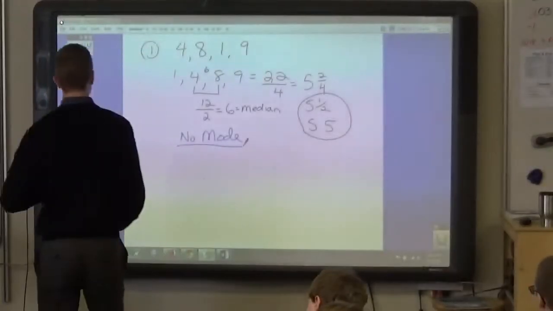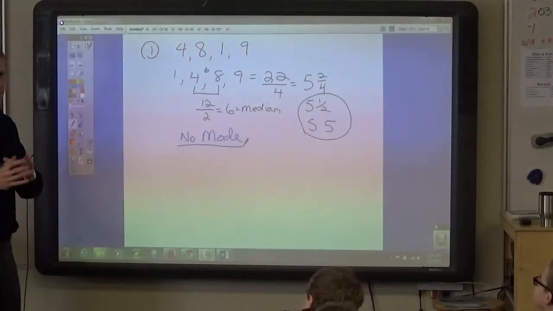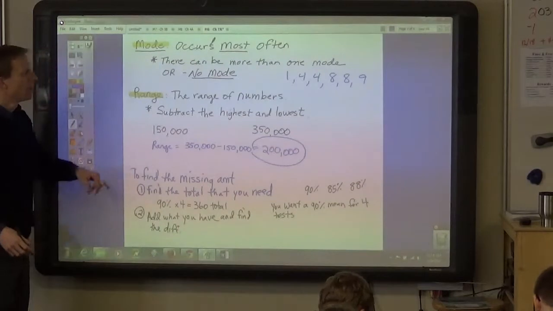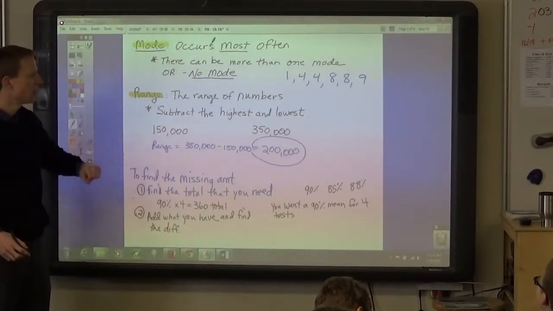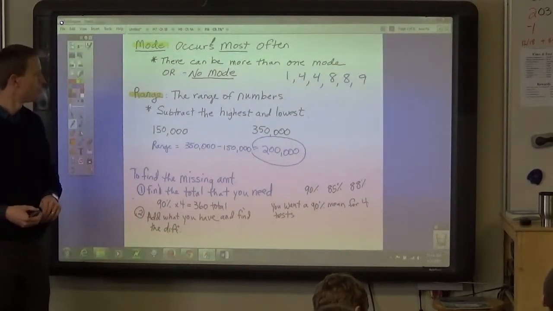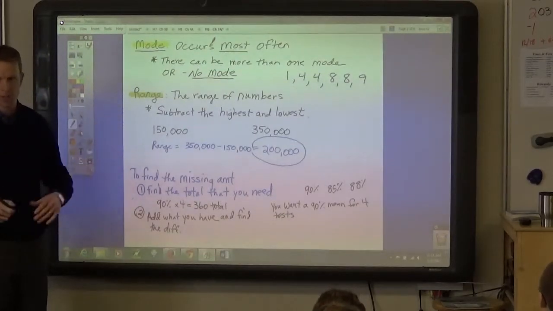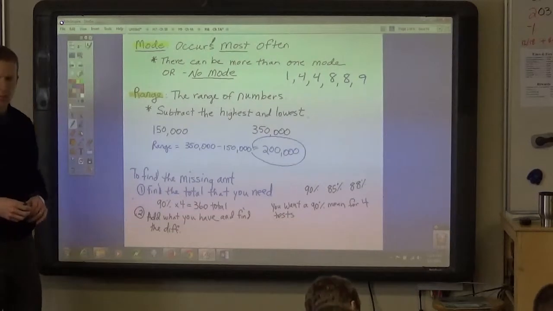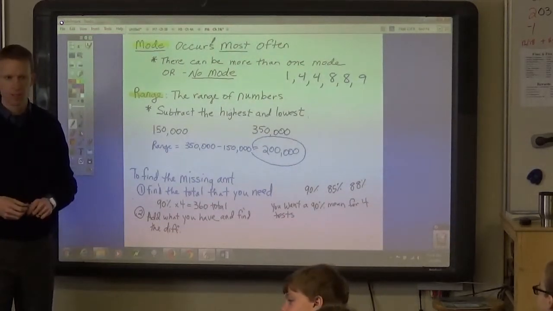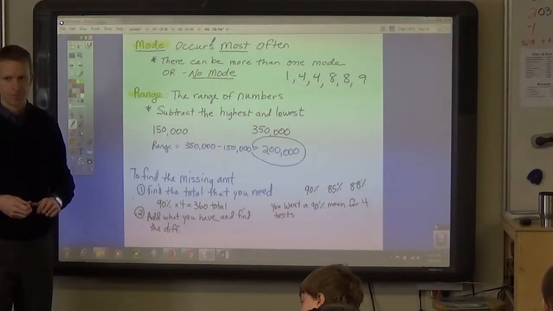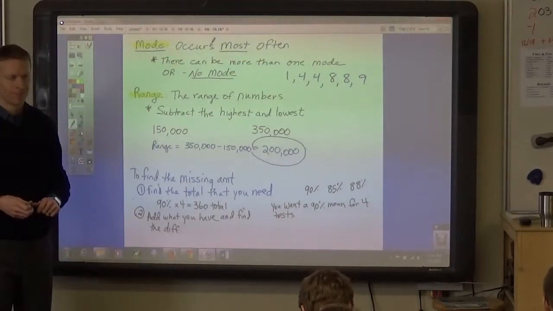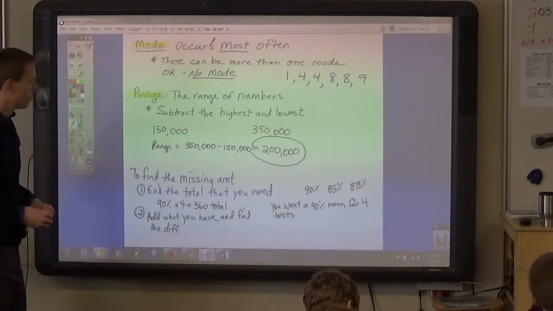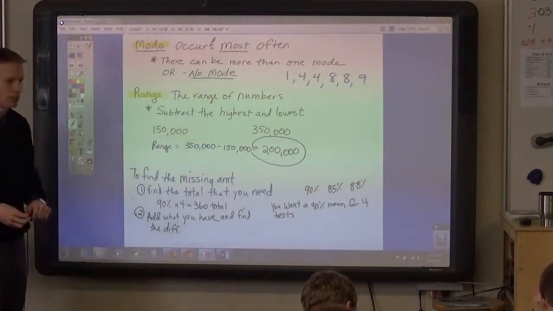And then finally the range. The range doesn't help us find the middle, but the range is the difference between the highest and the lowest value. It's the range of numbers. All right? So you'd have to subtract the highest and lowest. Subtract the highest number? That's 2. Any questions?